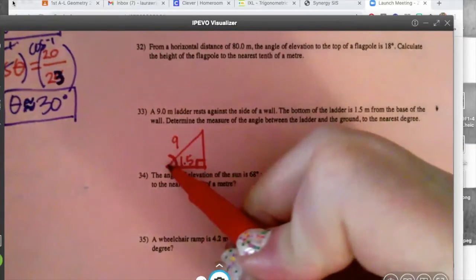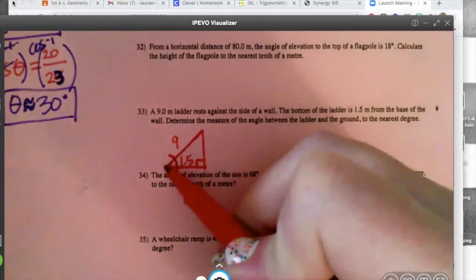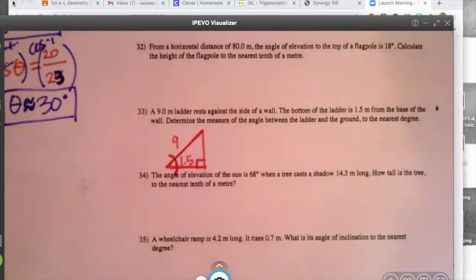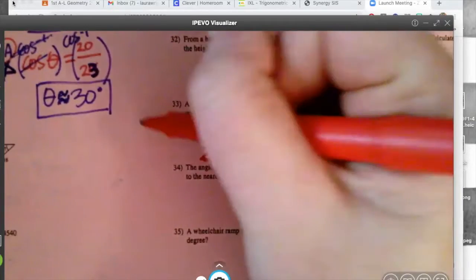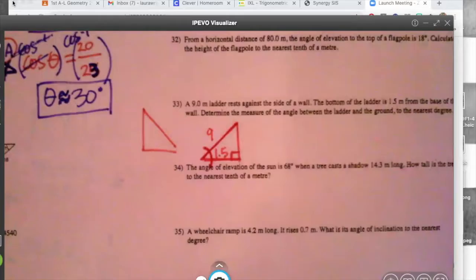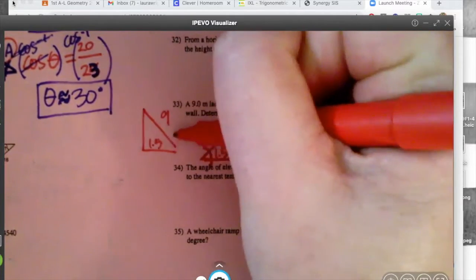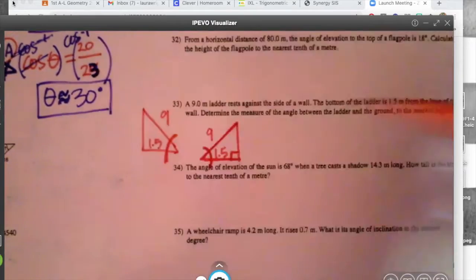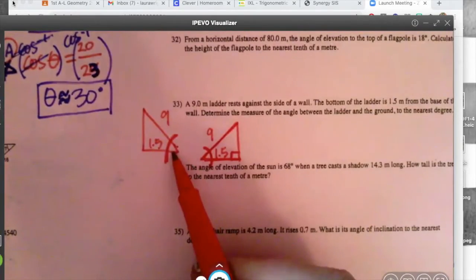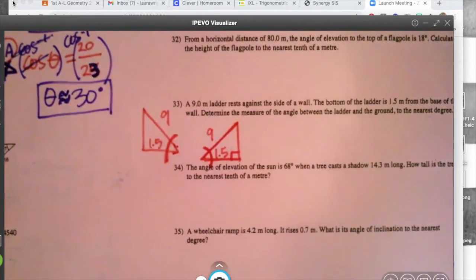If the ladder's 9 meters, you knew where to label the 9 because you label it where you drew the ladder. And yours might be turned the other way. You might have drawn the ladder out like that. Either way, that should be 9 and that should be 1.5. And then this is the angle between the ladder and the ground. So whichever way you work it, it ought to be fine.